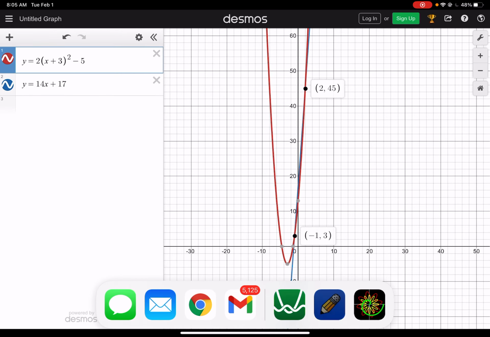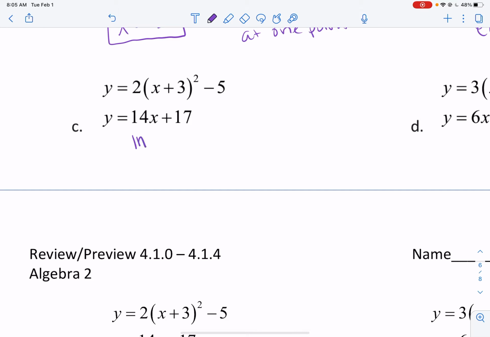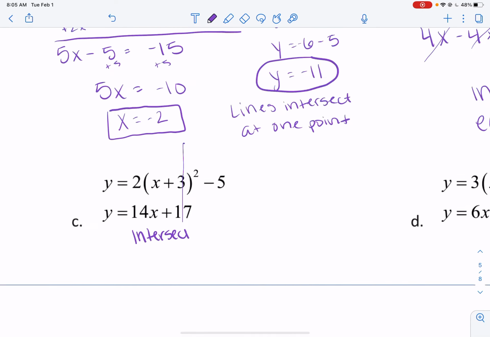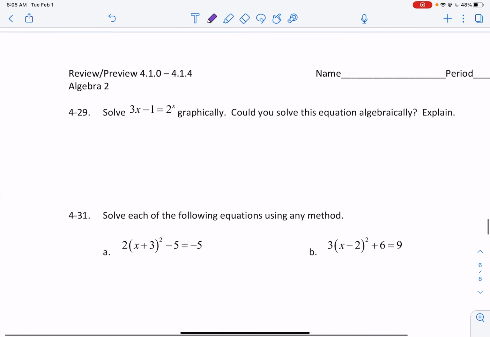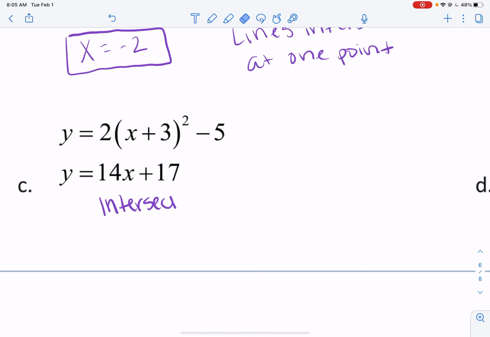So I'm going to write here that they intersect, oops, sorry about that. There we go. They intersect twice, and we've got 245 and negative 1, 3. And keep in mind, which we just saw, this is a parabola. It's got the squared, and this is in y equals mx plus b form, so that's just a line.